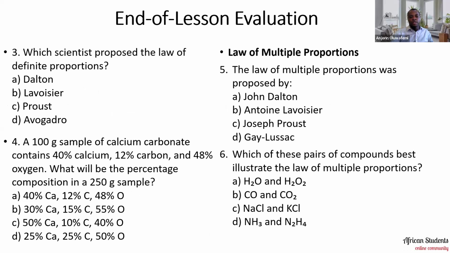A 100-gram sample of calcium carbonate contains 40% calcium, 12% carbon, and 48% oxygen. What will be the percentage composition in a 250-gram sample? So tell me what that is. Questions on multiple proportion are another thing that you can also pick up. Look at the options and respond by giving me the right answer in the comment section.